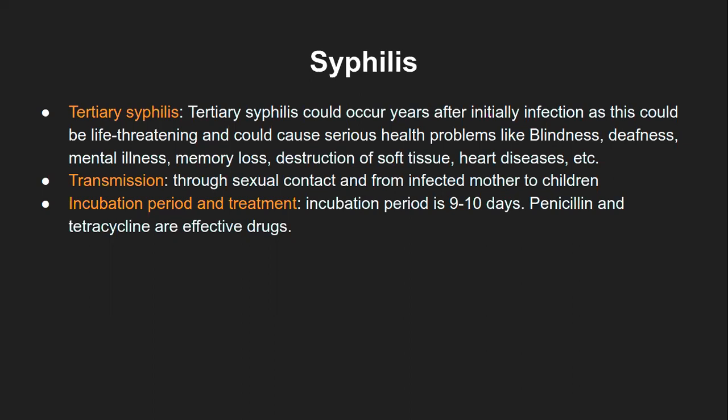Okay, sir. So the transmission we looked at is through sexual contact, and like most sexually transmitted diseases, they can also pass from the infected mother to the newborn child. So that is also a possibility. The incubation period is usually 9 to 10 days. After that we should start the treatment, and the available treatment that we know of is penicillin or tetracycline-like molecules, and they are usually used.